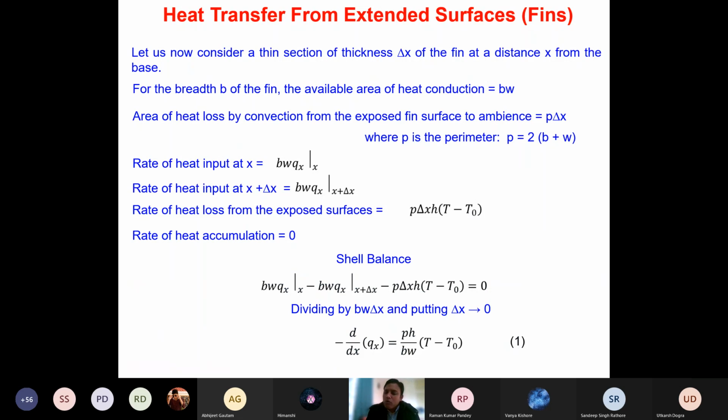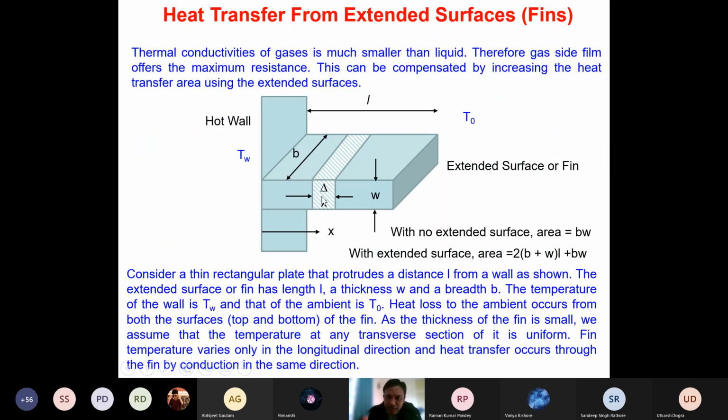Okay. So now, as I am saying that we need to make a shell balance, let us assume a small shell of thickness delta x at a length x from this base end. This delta x is the width here. So what will be the heat transfer area? The heat transfer area will be the cross-sectional area, isn't it? The cross-sectional area in this rectangular fin will be B into W. Do you all agree? Do you all agree with this?